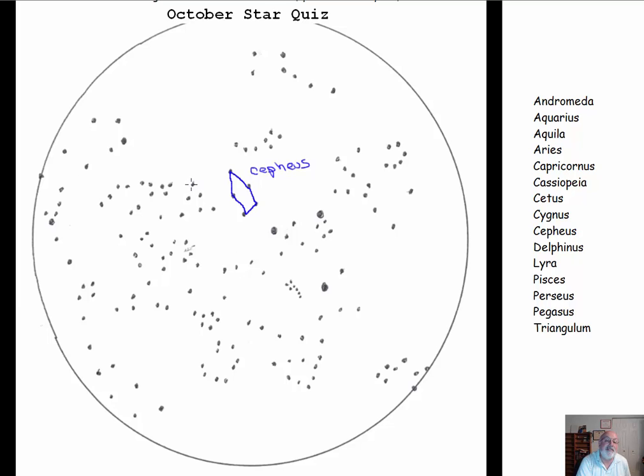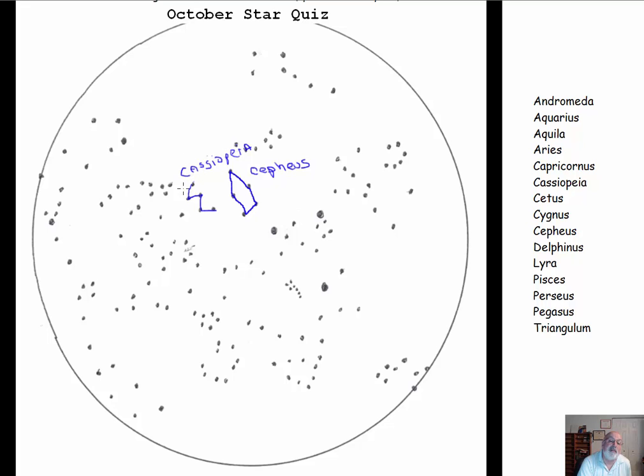This is Cassiopeia, the W, and depending on how the sky looks, it could be a letter E, could be a number 3, could be a W, could be an M, but this is Cassiopeia. And I don't care if you go over this constellation right here because we're not doing the Little Dipper. We'll do the Little Dipper, or Ursa Minor, later on.